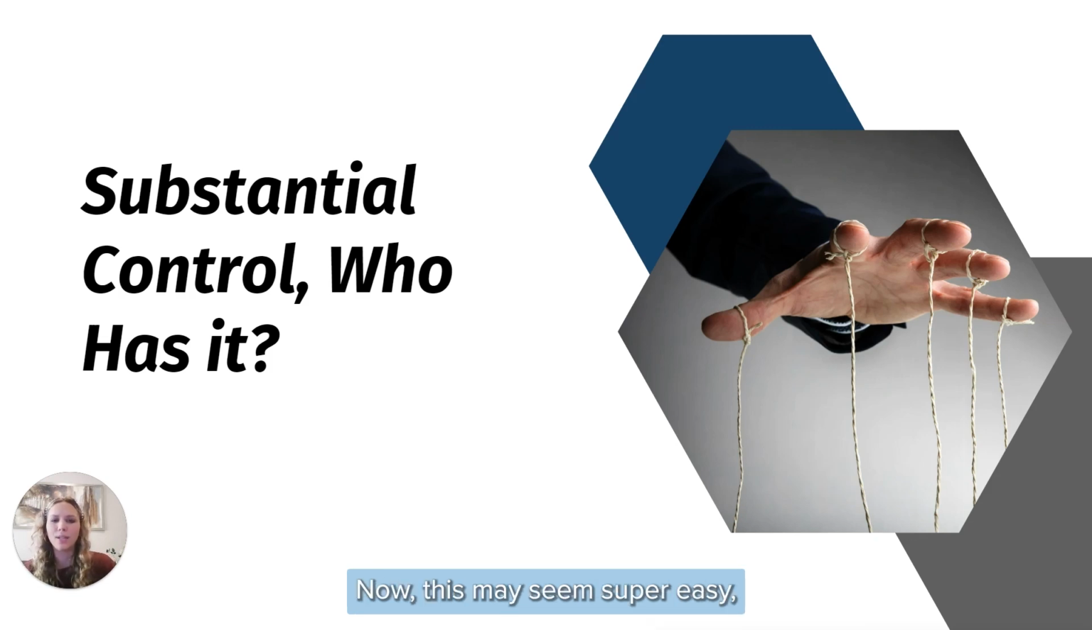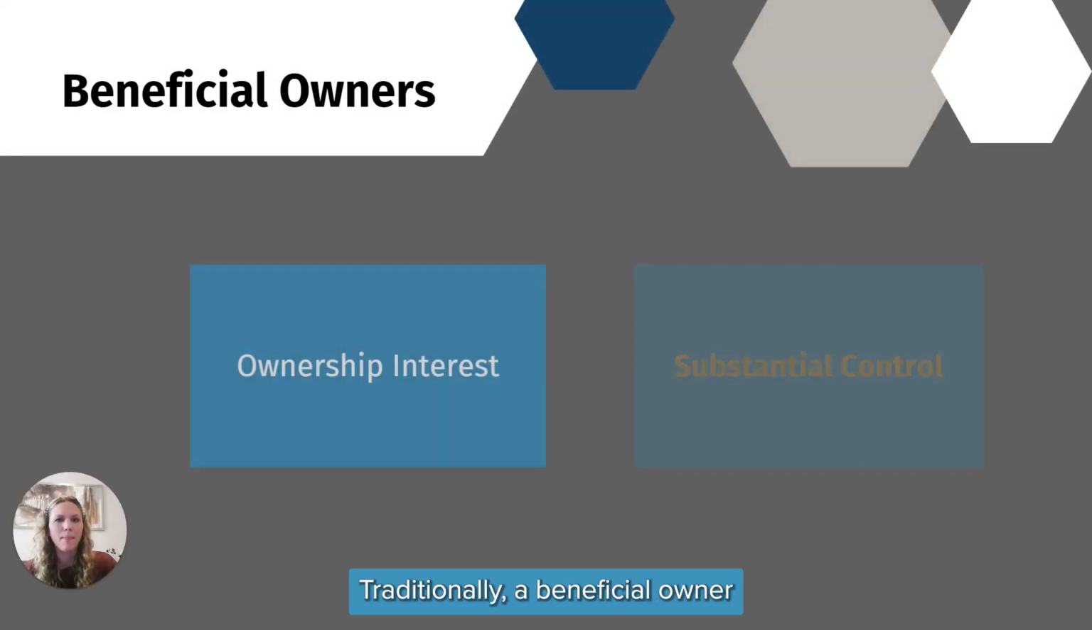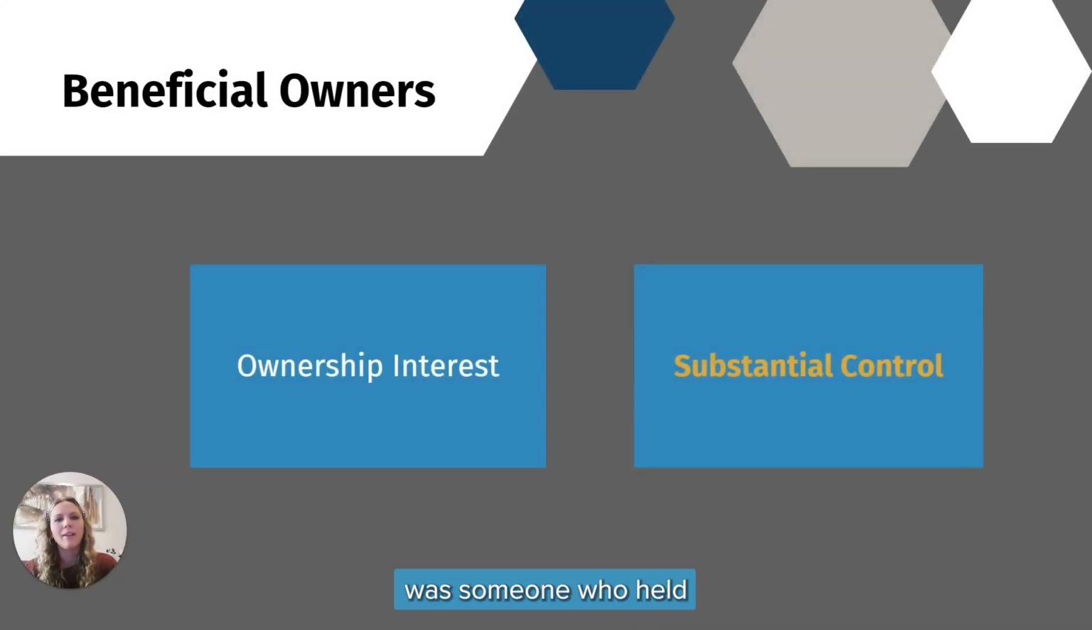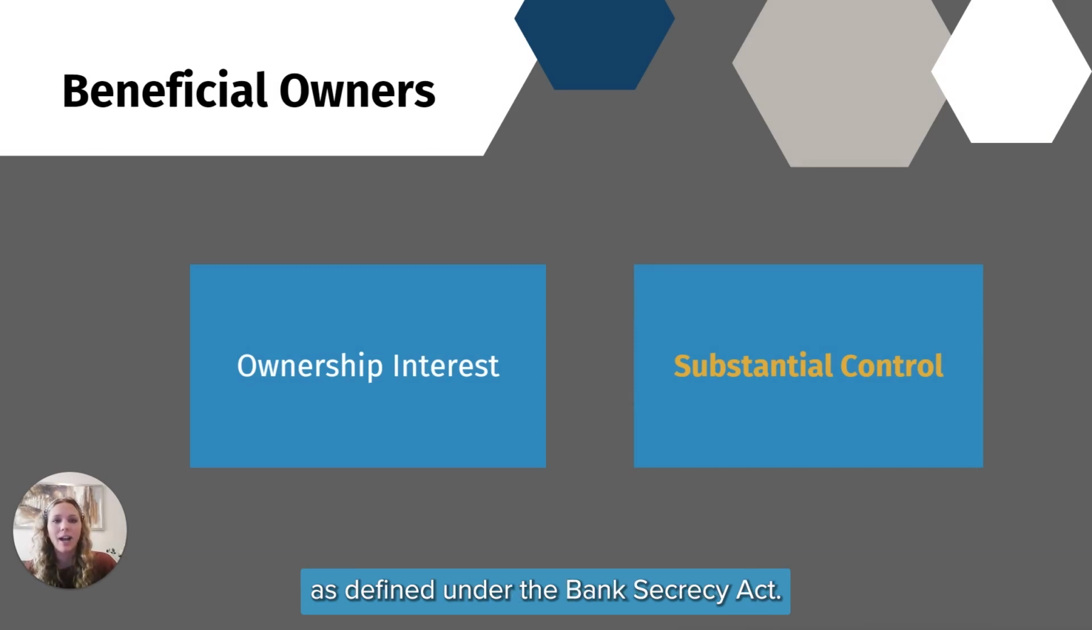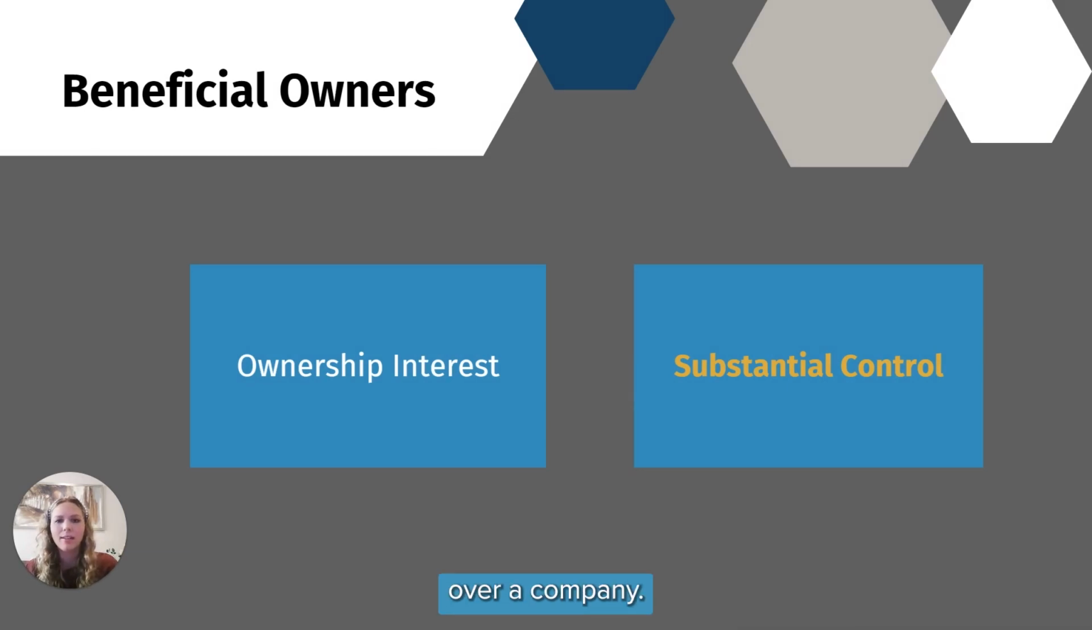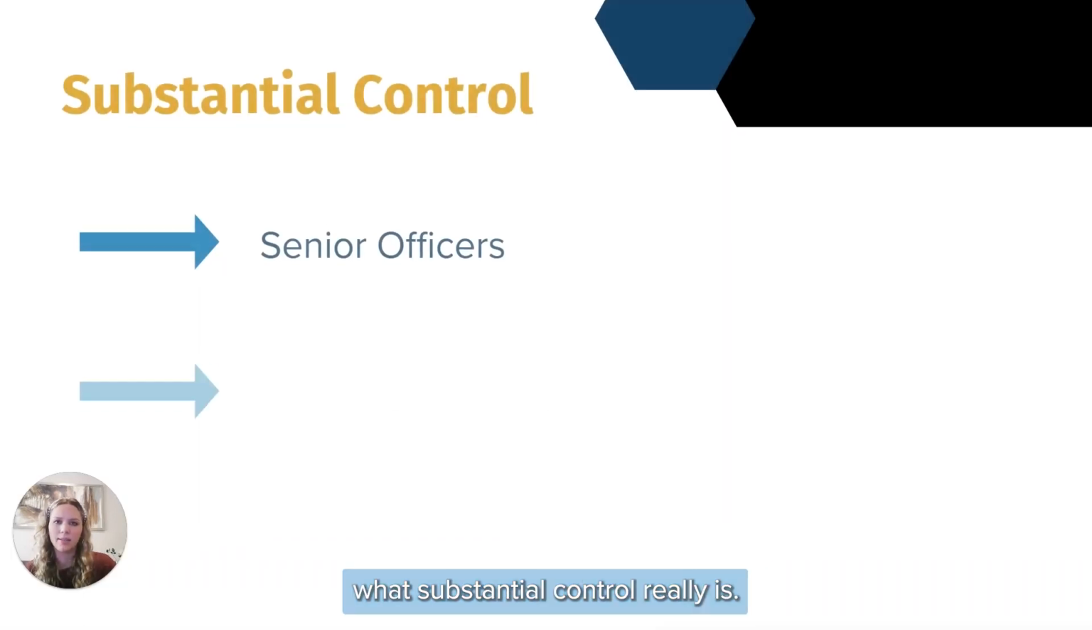Now, this may seem super easy, but there are a few things you'll want to think about. Traditionally, a beneficial owner was someone who held a financial interest in a company, as defined under the Bank Secrecy Act. However, the CTA broadens this definition to include individuals who have substantial control over a company. Let's explore what substantial control really is.